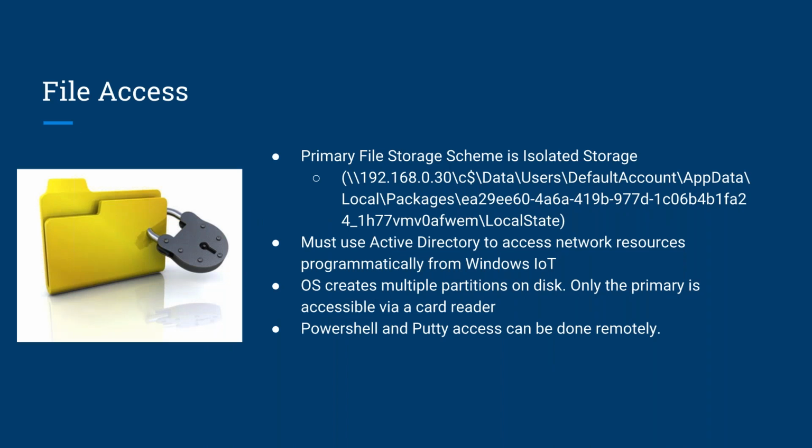File access, I mentioned some of this earlier. Since this is Windows, things run in isolated storage. So if you're familiar with many of the applications that install on Windows now in a user context, these applications install in those same contexts. So you don't have access to the entirety of the machine. You have access to just your local instance of the application in your file storage. So here's just a path that you can use to get the UNC path. Again, you have to use Active Directory if you want to use network resources.